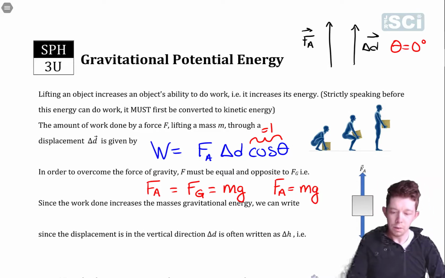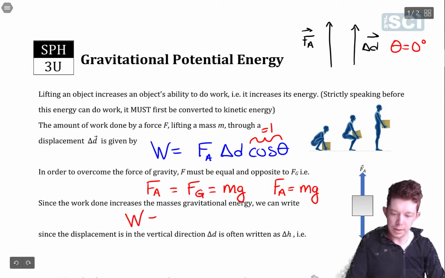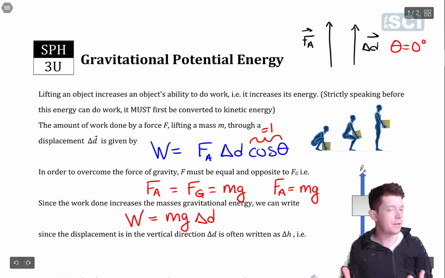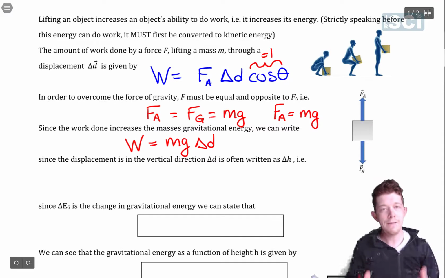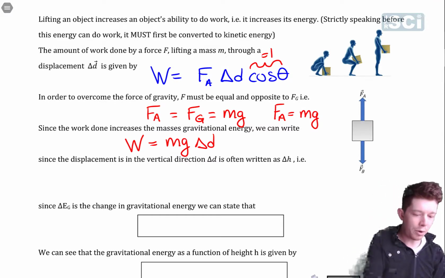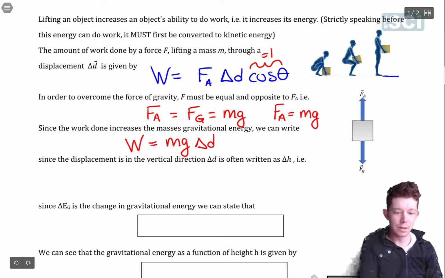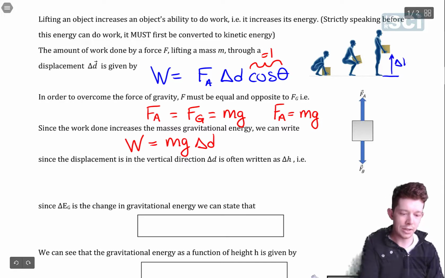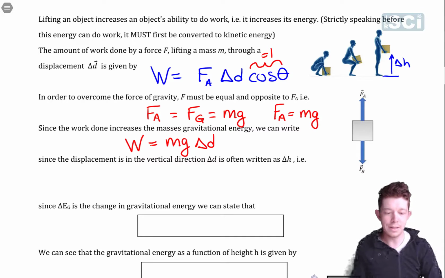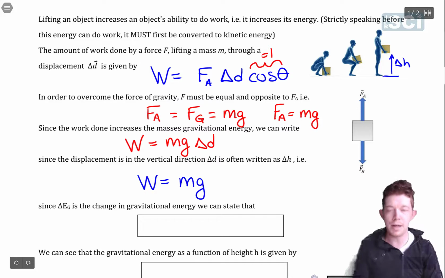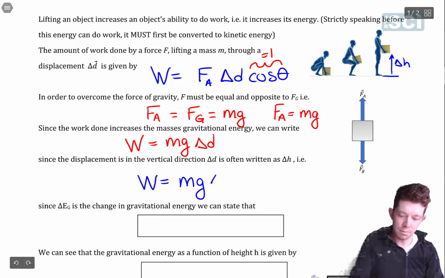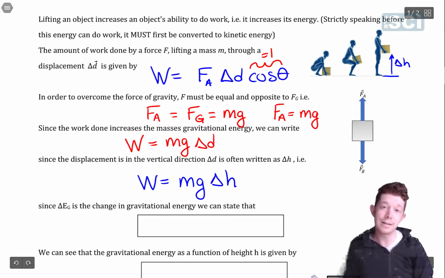Okay, so putting this all together, I say that the work is going to be equal to, instead of writing FA, I'm going to write mg multiplied by delta d. And now I'm not going to write cosine theta anymore because we know that comes out to 1. However, if I'm lifting the object straight up in the air, there's no point calling that displacement delta d when we know it is actually just a change in height. So instead of writing delta d, I can write this as the work is equal to the mass of the object multiplied by the gravitational field intensity multiplied by the change in height.